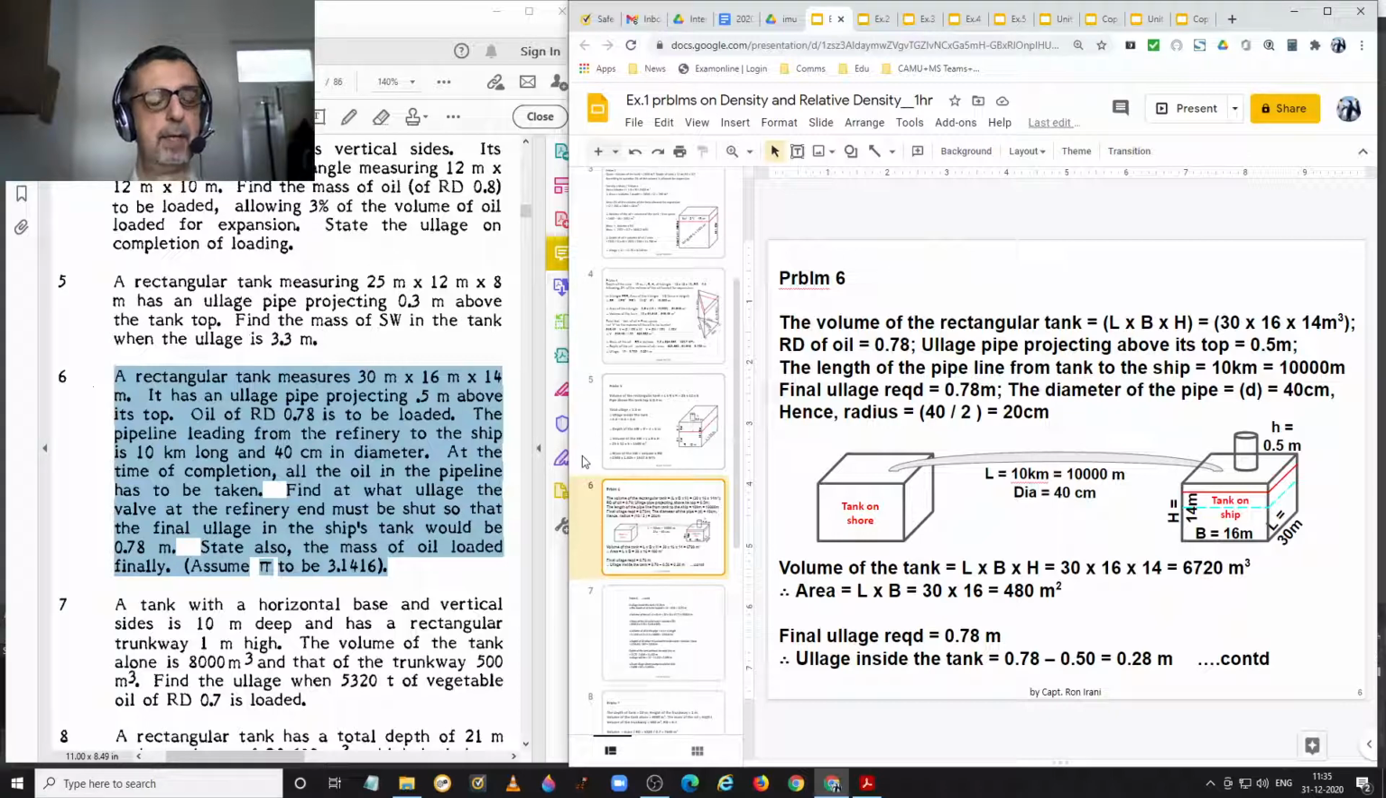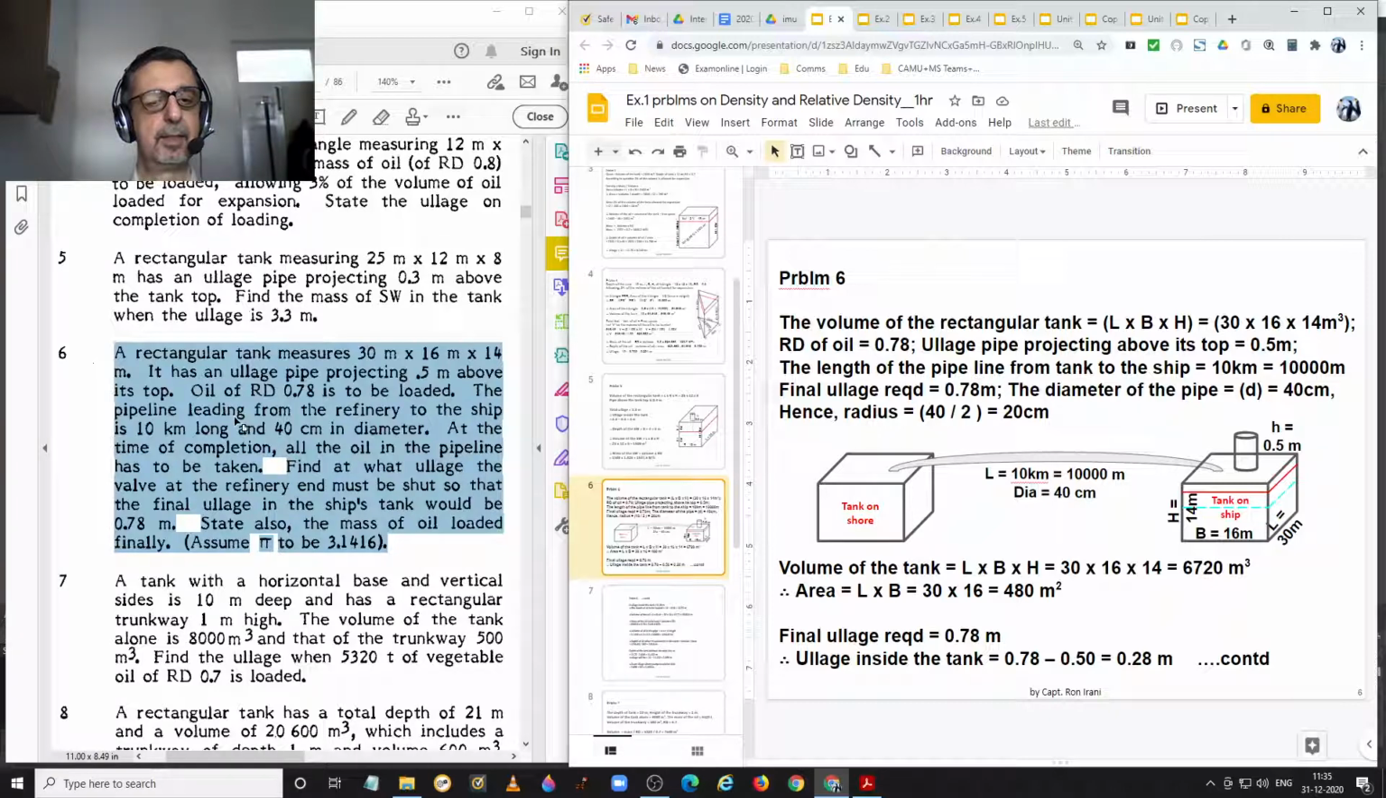In this video I will be explaining to you the solution to problem number 6 from exercise 1 in Captain Subramaniam's textbook on Ship Stability 1. Problem number 6 states that there is a rectangular tank measuring 30 meters by 16 meters by 14 meters. Here is your rectangular tank with dimensions 30 meters by 16 meters by 14 meters.